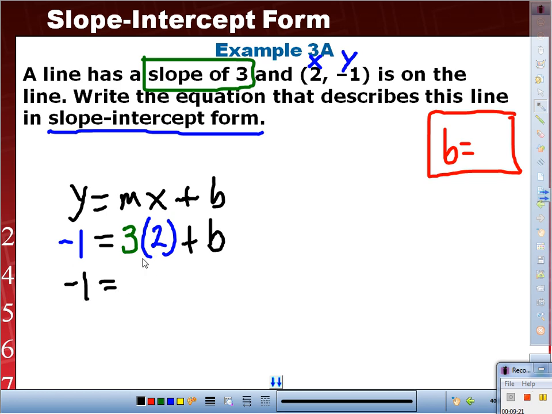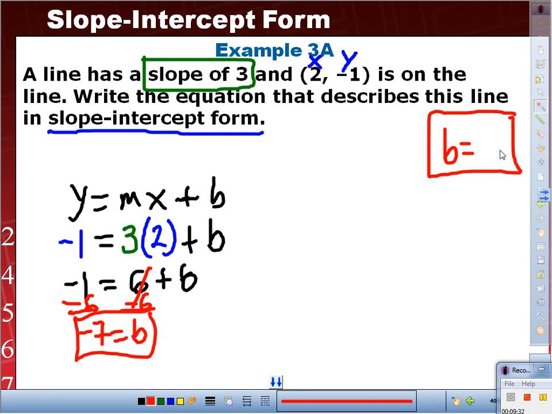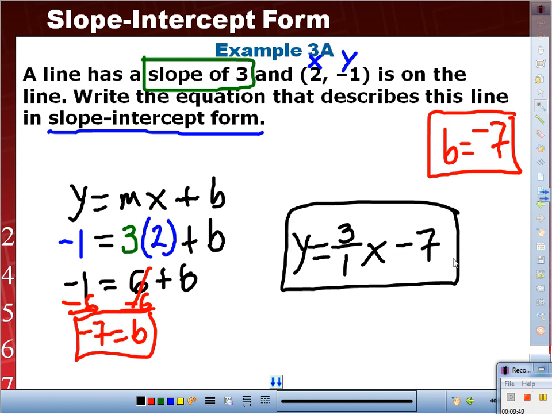Therefore, -1 equals 6 plus b. And to solve for b, I subtract 6. We're left with -7 equals b. So now I have -7 here. Do I have enough information to write my equation? Yes, I have a slope and a y-intercept, so I write y equals 3/1x minus 7. Copy that, please.